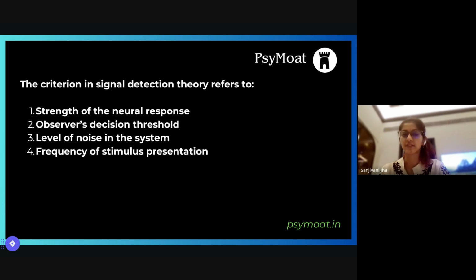So level of noise in the system is not a direct criterion in signal detection theory. It would influence it, more like a random variance kind of thing, but it is not what signal detection theory in and of itself talks about. It is mostly based upon these four outcomes and the ability to make a correct decision based on any of these four, right? Okay. Strength of neural response also does not involve fear.